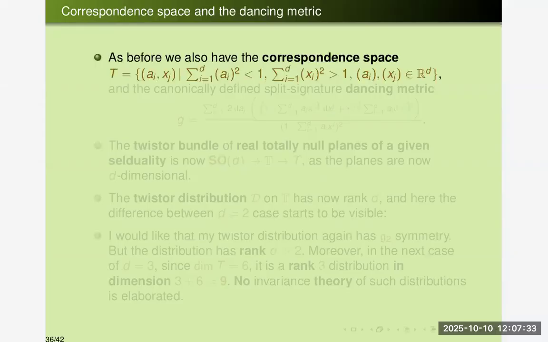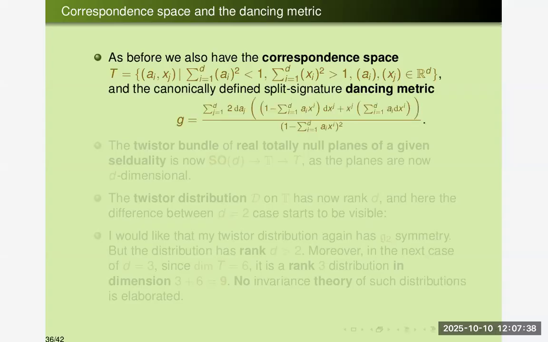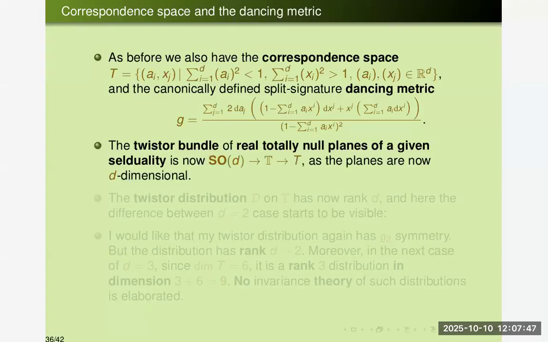As before, we also have the correspondence space, the same story. And on this correspondence space, we even have the Dancing metric. Even if you are interested, I can show you how to do it geometrically, but that's the formula for this metric. Okay, so you have the Dancing metric.